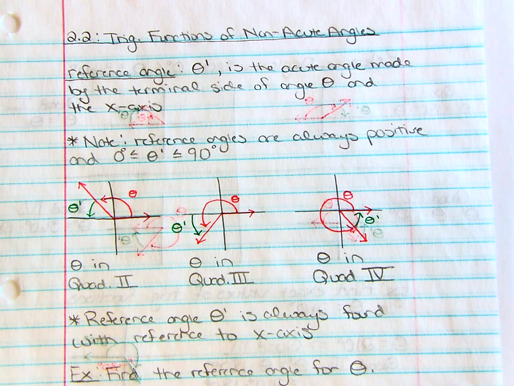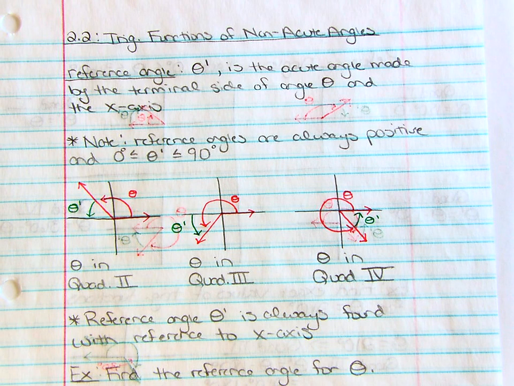So I drew a couple of different references there of what those will look like if it's in quadrant 2, quadrant 3, and quadrant 4. The reference angle is always going to be positive, and it's always going to be acute. So when you're working with non-acute angles, you're going to use a reference angle instead so that you have an acute angle, and then you do all the stuff that you learned in 2.1. That's kind of nice because it's not learning new stuff. The only new thing is learning how to find the reference angle.